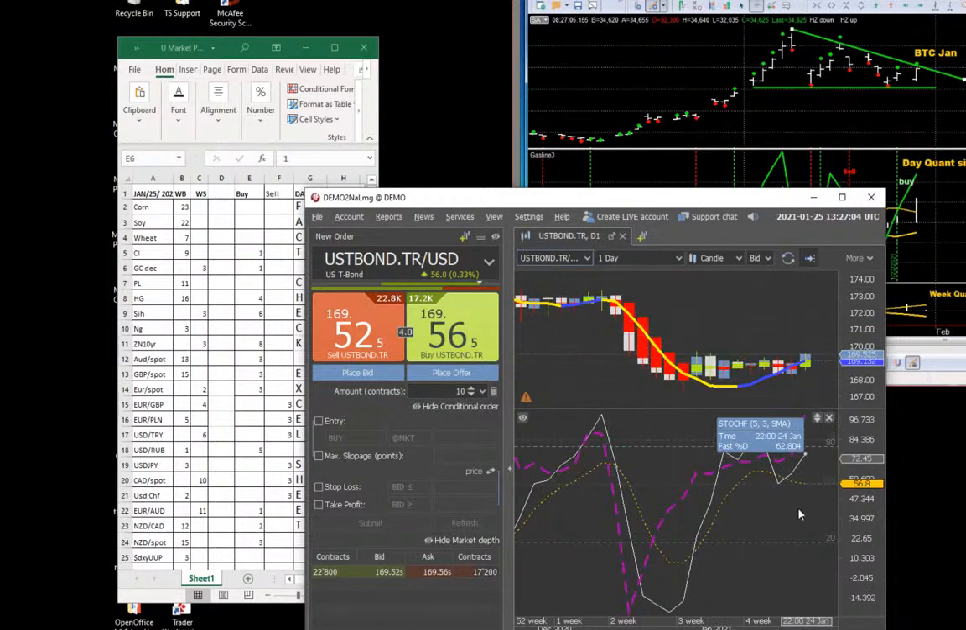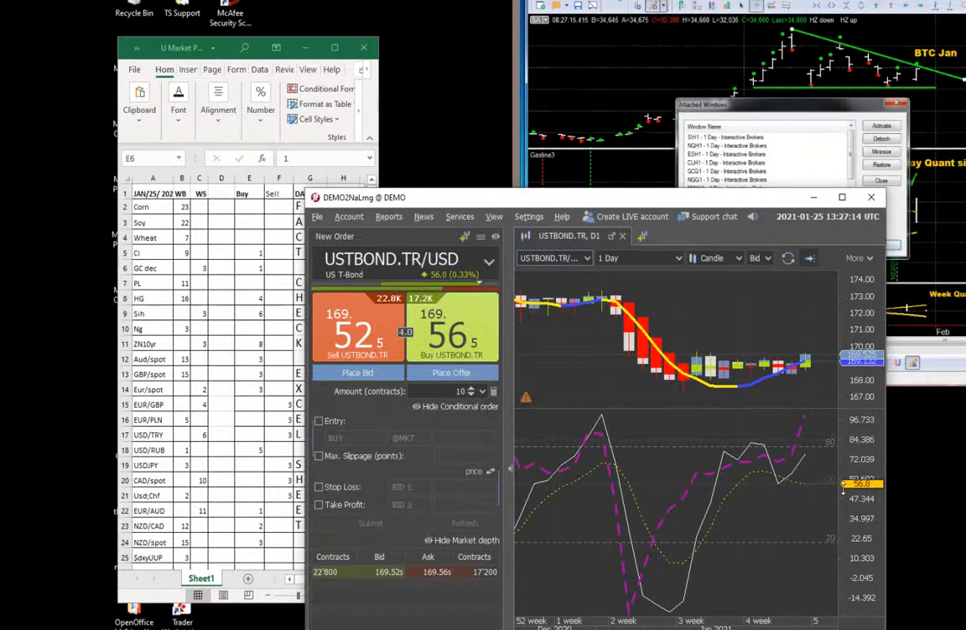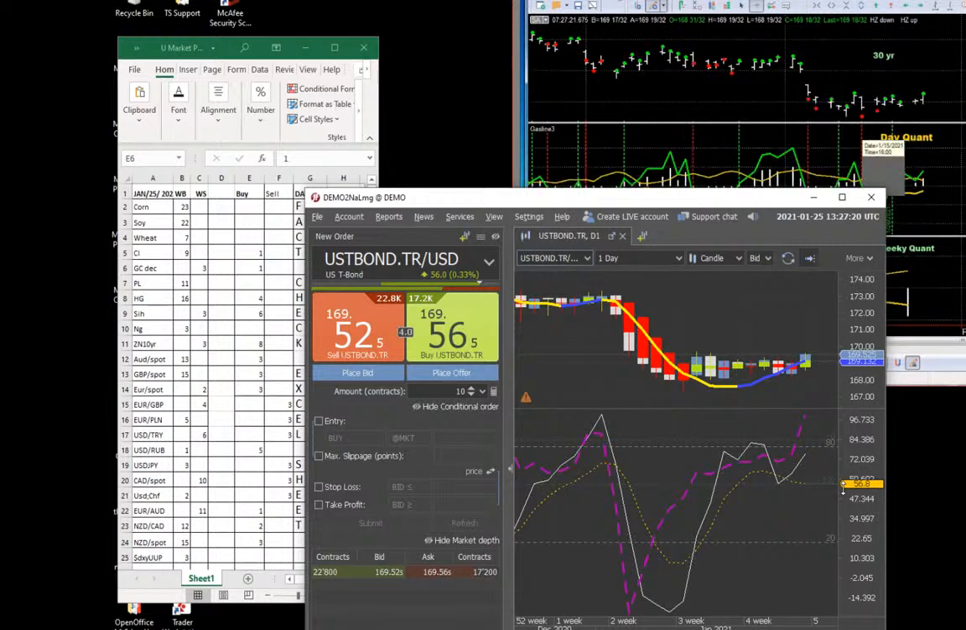So that's trying to turn up. You can see it was strength on there. And then in the United States, the ZB is the 30-year. And where is it at? We have it on here. Let's show you. The ZN is the 10-year. And the ZB is the 30-year.